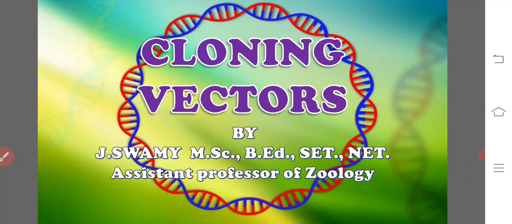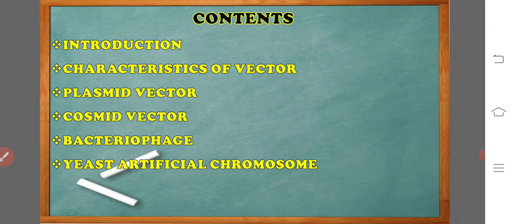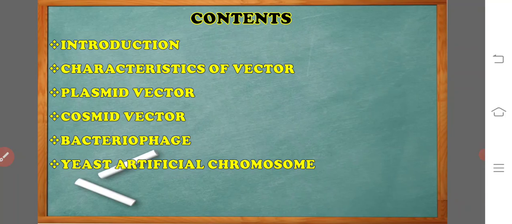In this class, we are going to discuss cloning vectors. Under this topic, we will discuss introduction to cloning and cloning vectors, characteristics of vector, plasmid vector, different kinds of vectors like plasmid, cosmid, bacteriophage, yeast artificial chromosome, bacterial artificial chromosome, and so on.